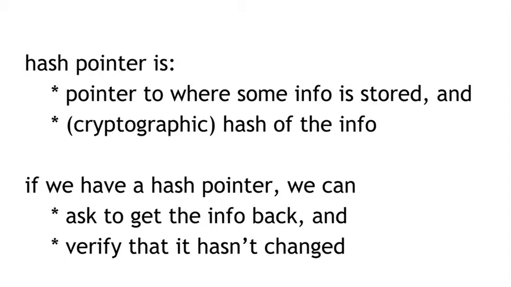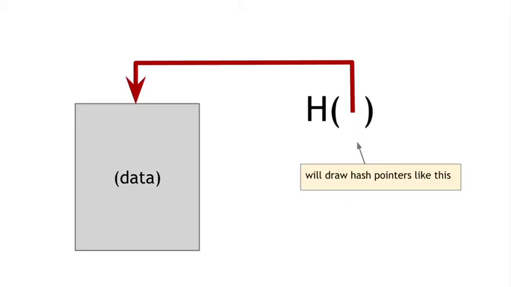And it's also going to let us verify that the information hasn't changed. So a hash pointer tells us where something is and what its value was. Okay, and we're going to draw a hash pointer in diagrams like this: we're going to have H of, and then an arrow that points to something. So anything drawn like this, think of it as being a hash pointer to this thing. It's a pointer to where it's stored, and it's also the hash of the value that this data had when we last saw it.